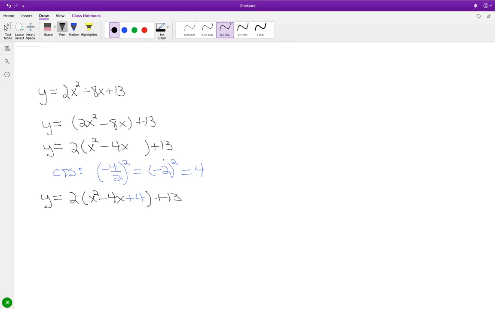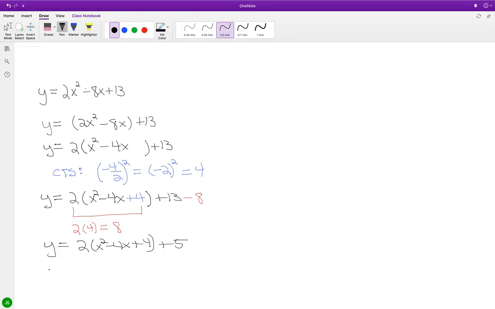plus 13. Now by adding 4, I'm not only adding 4, because since we have 2 factored out, I'm actually adding 2 times 4. So instead of creating a surplus at the front of 4, I'm doing it at 8. So to keep everything level, since I'm technically adding 8 at the front, I'm going to take away 8 at the end. So I have y is equal to 2 times the quantity of x squared minus 4x plus 4. 13 minus 8 becomes 5.